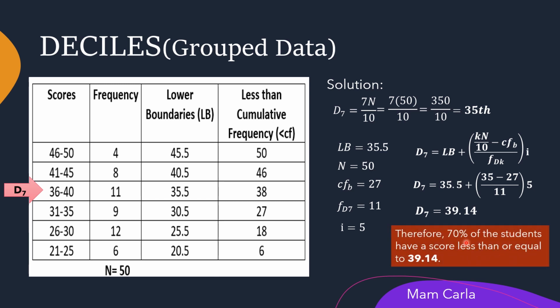It means that 70% of the students have a score less than or equal to 39.14. Now try doing this on your own.